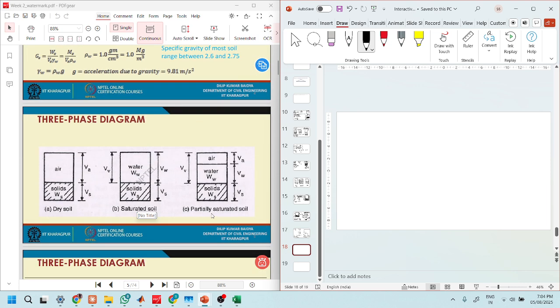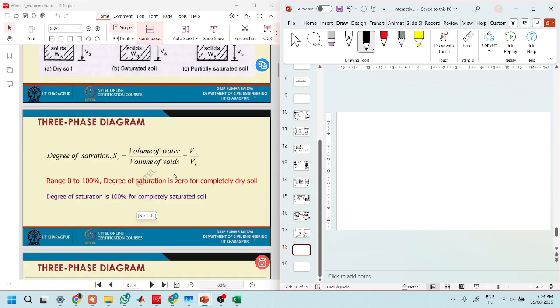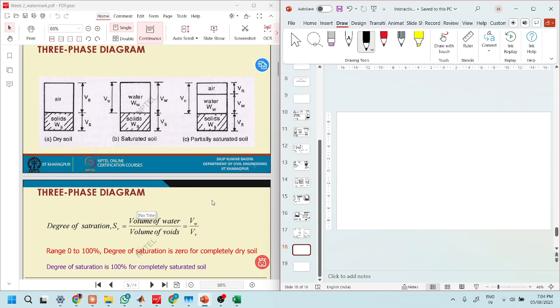This is the phase diagram that we talked about: the dry soil, partially saturated soil and completely saturated soil. And the degree of saturation, now if we talk about it.